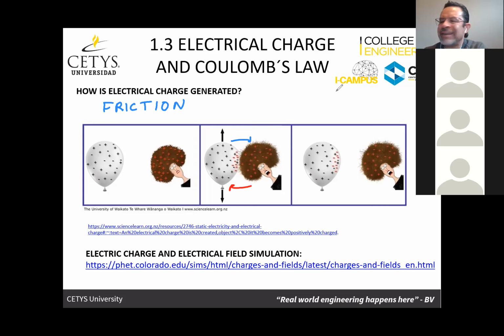Does somebody know, has somebody heard the term induction before? Yes. What does induction mean? Or what do you think it means when I do something by induction? Whatever you think.